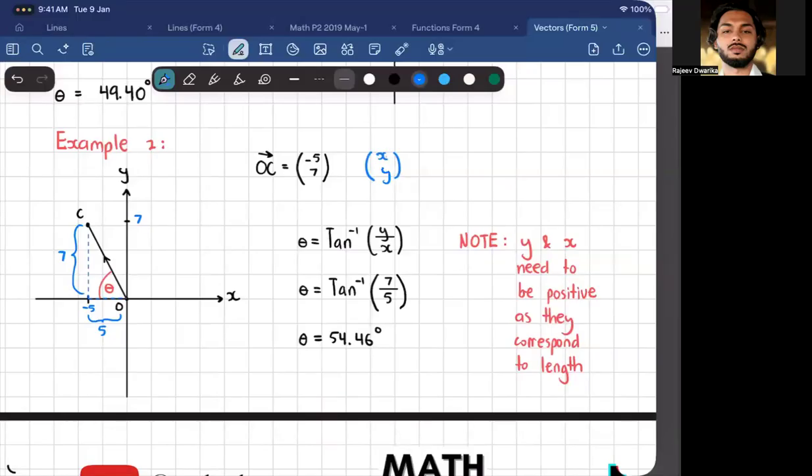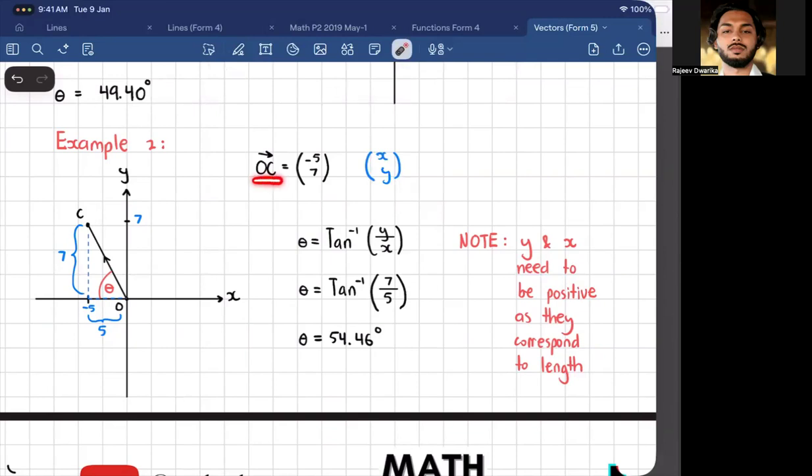Think of it like this. Look at this vector. The vector was O to C. So Adetola, that means you're starting from the origin, and from the origin, how many spaces are you going to move to the left if you want to reach C? How would you reach C? Five spaces. You'd move 5 spaces to the left, and then how many spaces up? 7.